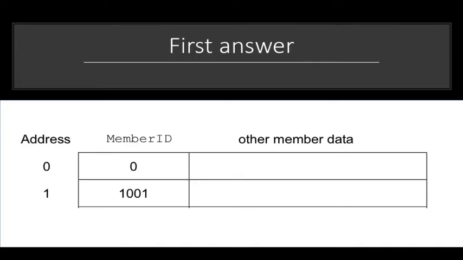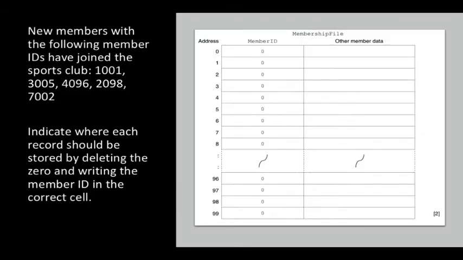So the first answer is 1001 because of that modulus. Okay. So hopefully you've worked out how the thing works. If not, let me go back for you. So the ones you're going to do next are 3005, 4096, 2098, 7002. Pause here to do it.